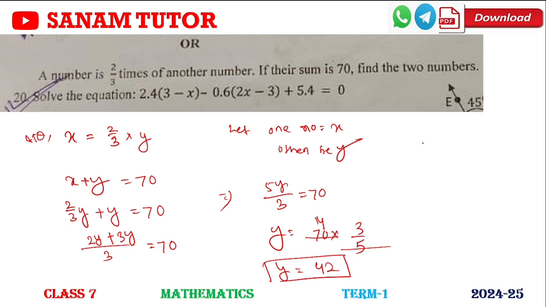Tell me the first number. So one number is x, that is 2 by 3 into y, that is 2 by 3 into 42. 3 into 14 is 42, and 14 times 2 is 28. So the answer is 28. The first number is 28 and the second number is 42.